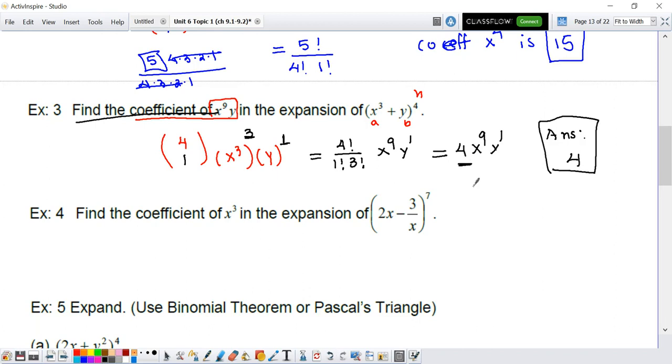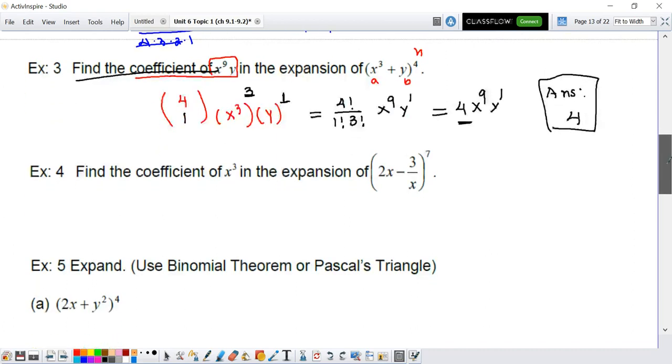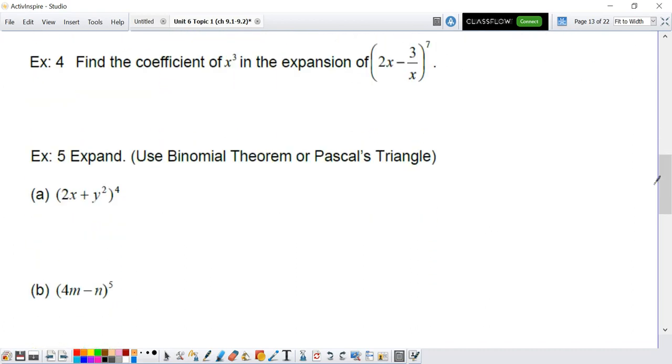Okay, so now let's take a look at a little bit more complicated problem, which involves a negative exponent. First of all, let's make a connection. Find the coefficient of x to the third, where n is 7. So I'm going to rewrite this as (2x minus 3x to the negative 1) to the 7.